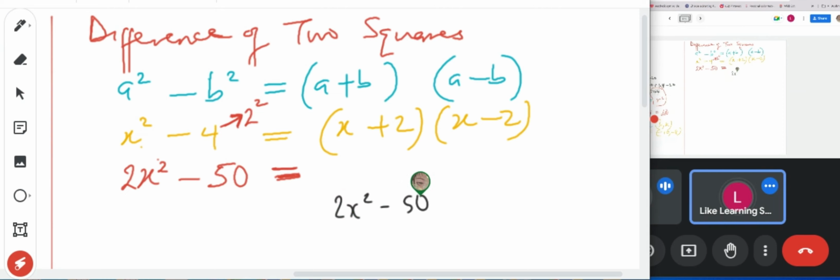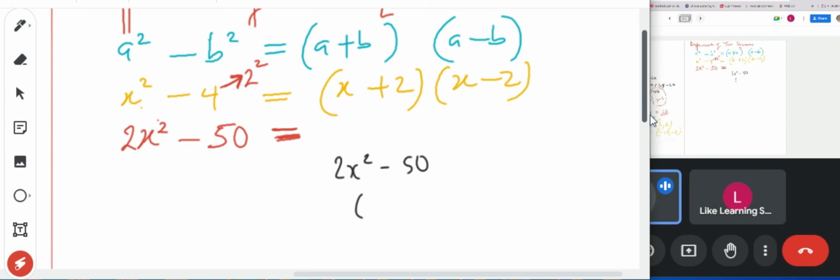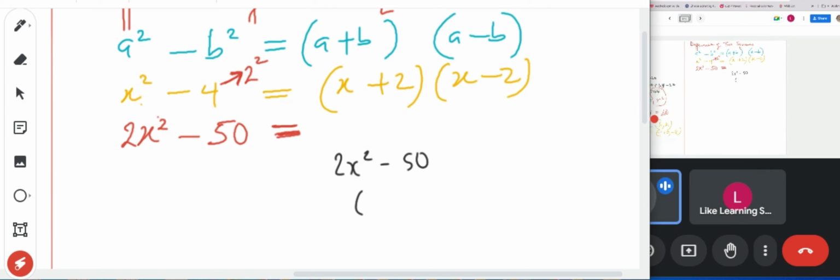That's fine. So if it's 50, then the square root of 50 is 5 root 2. Yes, the square root of 50 is 5 root 2. That's correct.